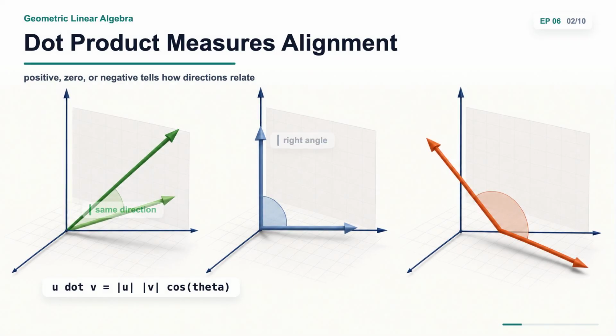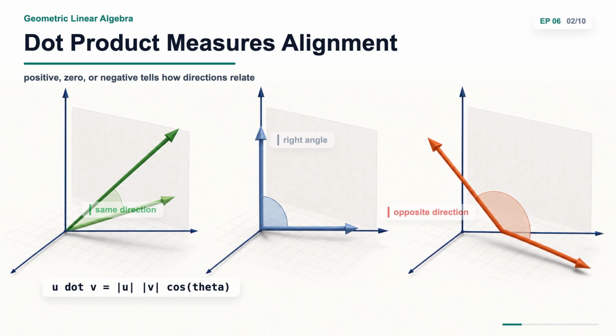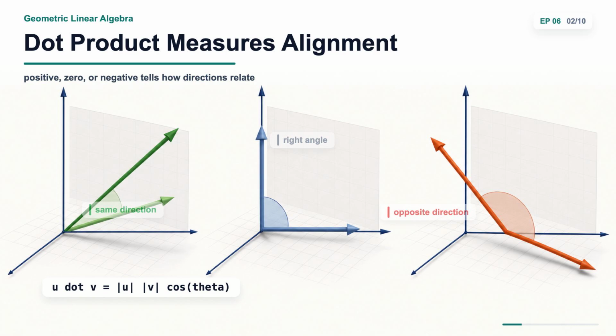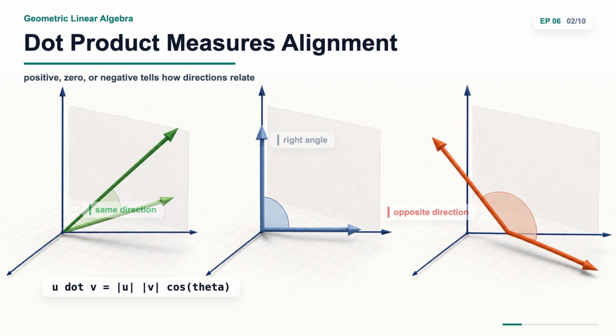The dot product measures alignment. When two vectors point mostly in the same direction, the dot product is positive. When they meet at a right angle, the dot product is 0. When they point mostly against each other, the dot product is negative. The formula uses the lengths of the two vectors and the cosine of the angle between them. But the picture is simpler. The dot product measures how much one vector agrees with another direction.